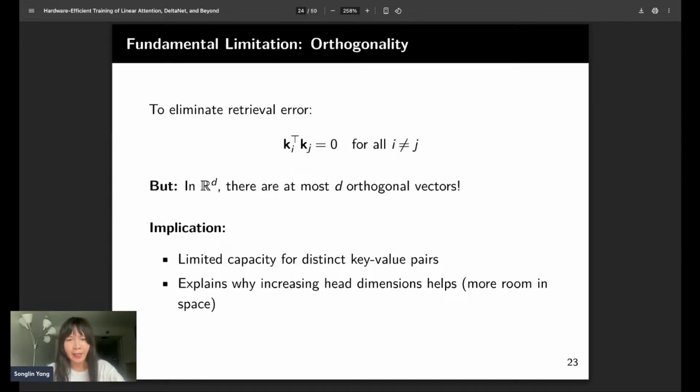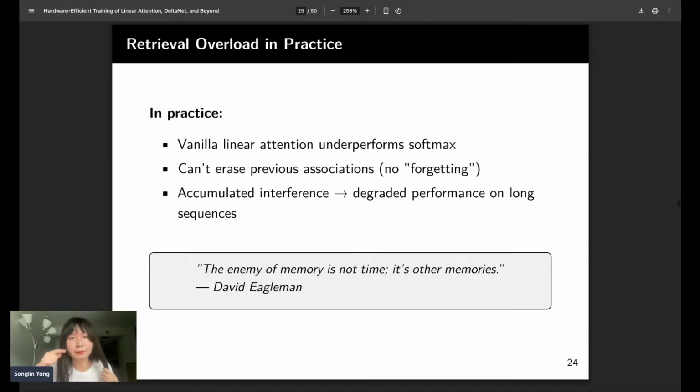This is why increasing the hidden dimension is very useful: if we increase the hidden dimension, there is more room for orthogonal key vectors in this vector space, and then we can get better retrieval performance. This is a fundamental limitation of linear attention, so we want to design some mechanism to alleviate this issue.